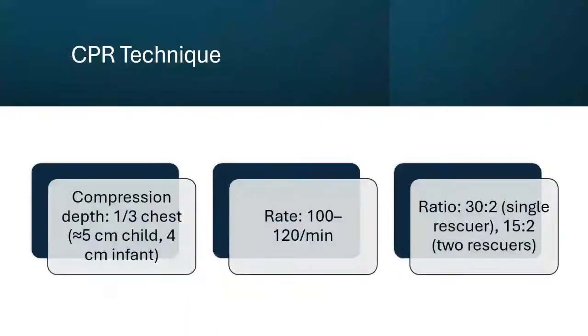So how about for compression depth? A third the depth of the chest wall. Yeah, that's right. Or 5 centimeters for children, 4 centimeters for infants. The rate is still going to be 100 to 120. And then the ratio will be 30 to 2 for a single rescuer and 15 to 2 for two rescuers. As was mentioned, those guidelines can vary depending on which particular set of guidelines you are following.